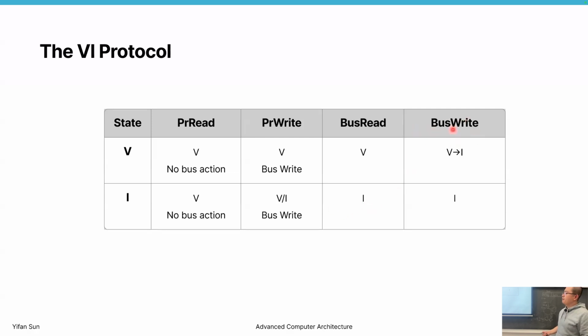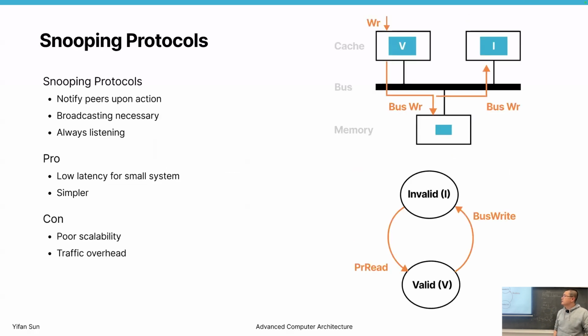Then in case of a bus write, say some other cache is writing into the memory, what we do is we change from V state to I state. We invalidate our own version so that later on, if we read it, we can fetch it from the memory. Okay, so this is a state transition diagram that describes all the possible communication cases.